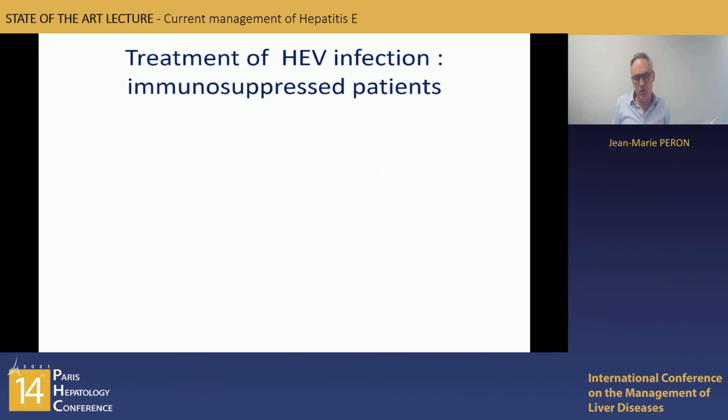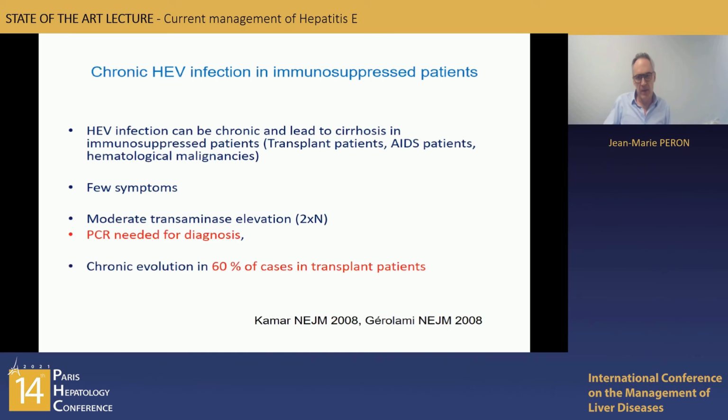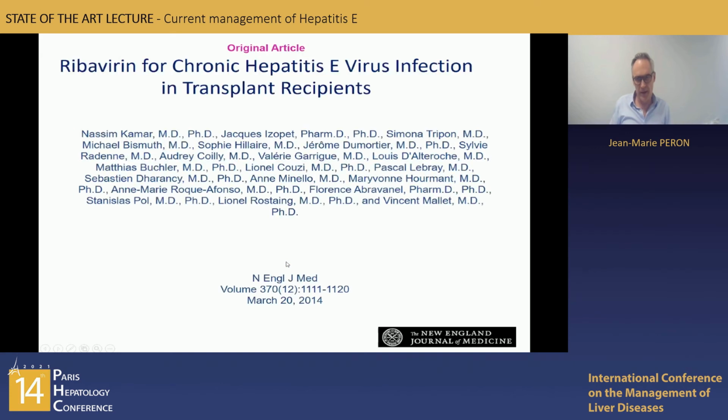Now let's talk about treatment. First, I'll talk about treatment in immunosuppressed patients because there's more data. As you know, HEV infection can be chronic and lead to cirrhosis in immunosuppressed patients. This is very well-known data. And different case reports and small articles showed that ribavirin was the treatment of choice. And this is really the biggest paper from all the transplant centers in France studying ribavirin for 3 months in the treatment of chronic hepatitis E.